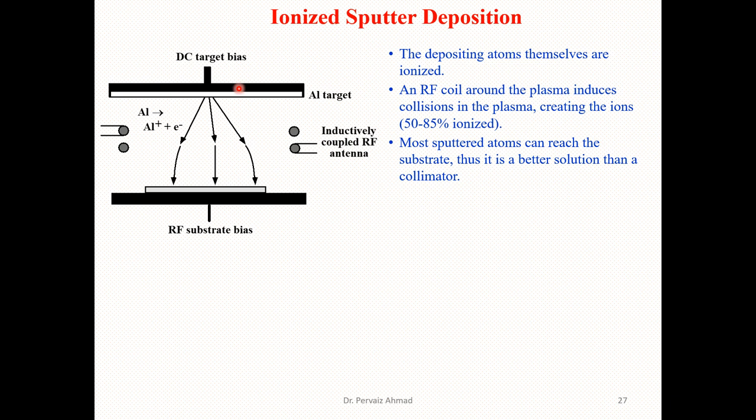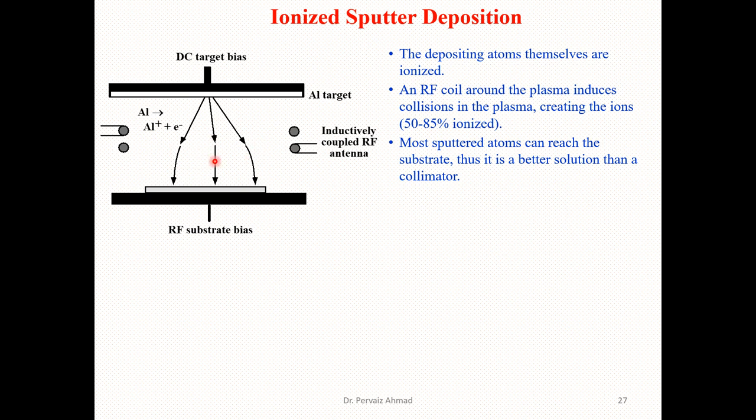When this is the target, we cause ionized atoms, or ions, to fall on the target, and it ejects atoms. These ejected atoms, with the DC bias, are accelerated toward the substrate. Here you can see there are no particular hurdles in the way, and again the mean free path is small.